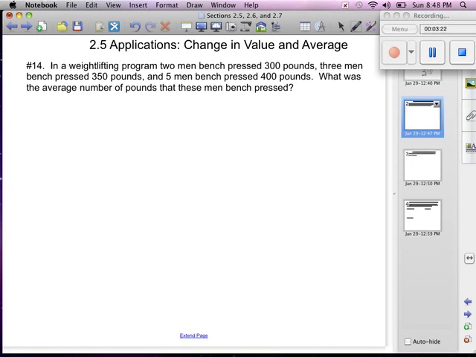So, take a look here. If you weren't paying attention, sometimes we do things without reading at all. We would have 300, 350, 400. Add them up and divide, right? No. There's not 3 men there. There's 10 men there. So we have 2 men that did 300 pounds. And we have 3 men that did 350. And we had 5 men that did 400. Okay? We need all of that on top.